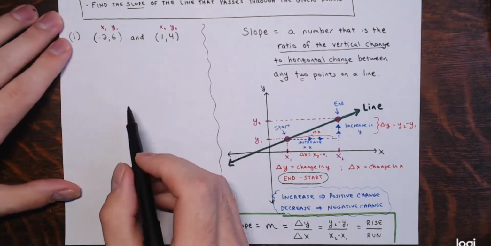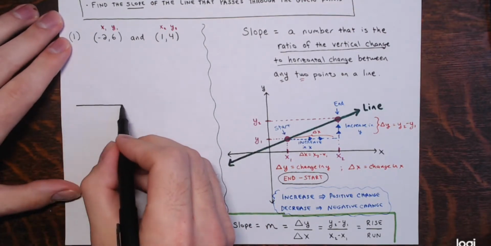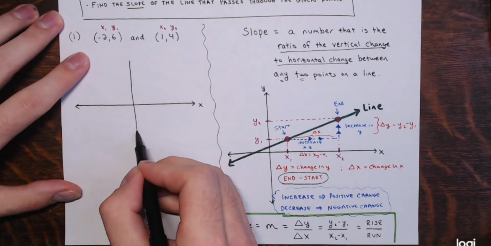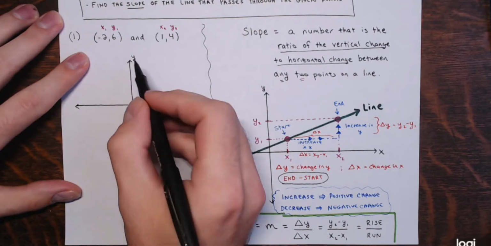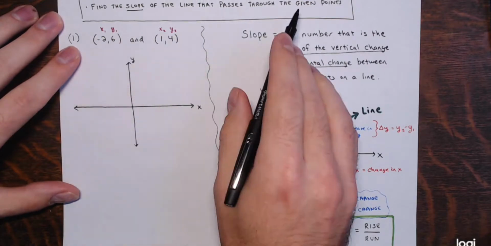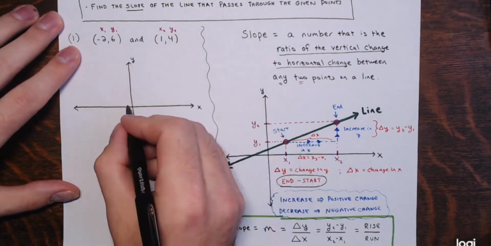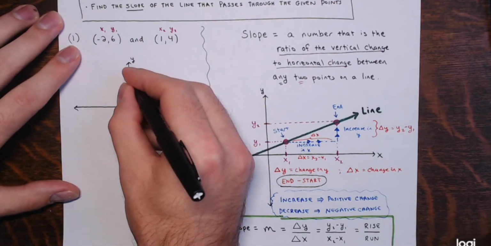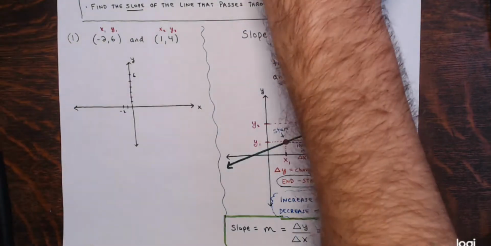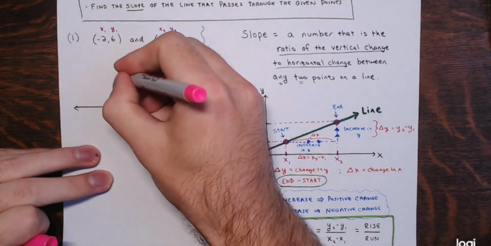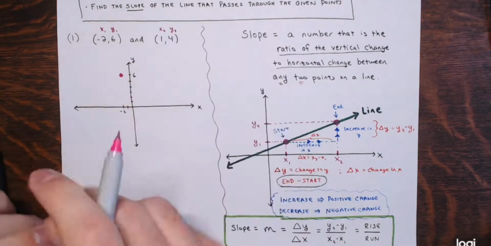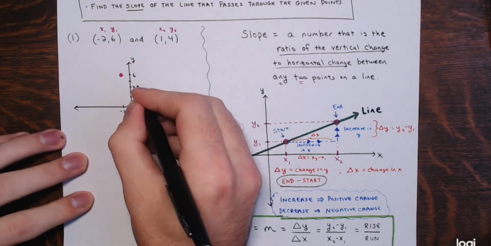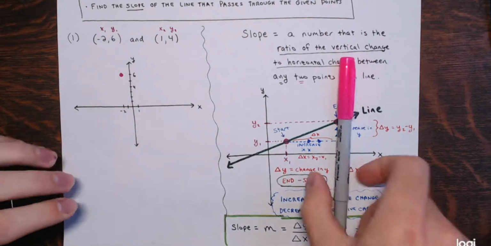And I'll draw a very rough sketch of the xy plane again. And I'll plot these points, and I'll draw the line that passes through them. So negative 2 on the x, 6 on the y. So that's this point here. Negative 2, 6. And then 1, 4. So x is 1, y is 4. That's this point here.